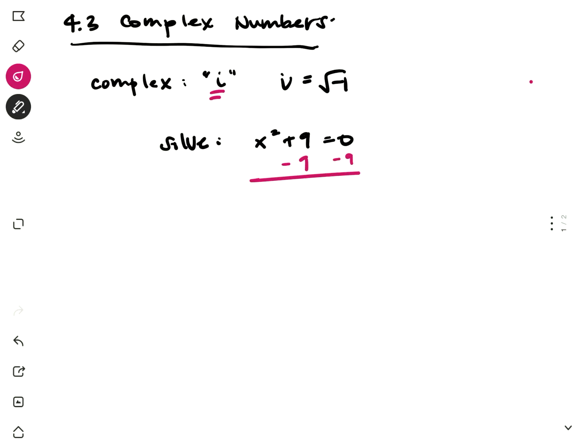We can subtract 9 from both sides, and then we get x squared equals -9. Then if we're trying to get x by itself, we're going to undo the square with a square root. So x is equal to... now the problem with this is that the square root means that we're trying to find a number multiplied by itself that gives us the number inside of the square root.